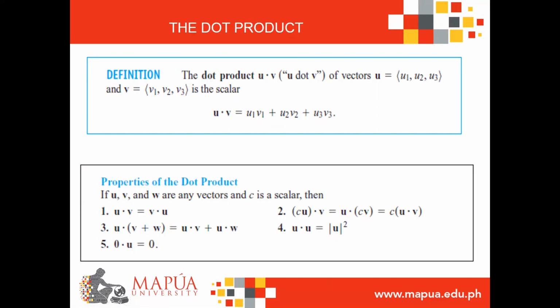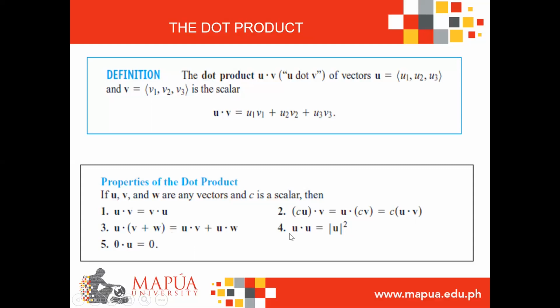Then we have here the properties of the dot product. If u, v, and w are any vectors and c is a scalar, then u dot v equals v dot u. For the second property, we have c times vector u dot vector v equals u dot quantity c times v and equal to c times the quantity u dot v. For the third property, we have u dot quantity v plus w equals u dot v plus u dot w.